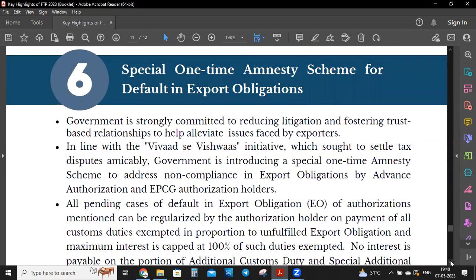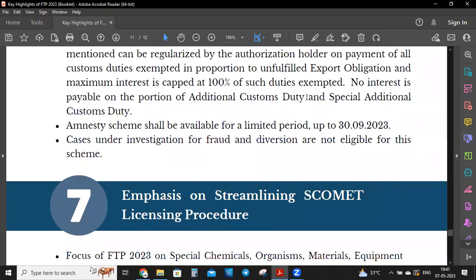So next is special one-time amnesty scheme for default in export obligation. Government is strongly committed to reduce litigation and foster trust-based relationships to help alleviate issues faced by exporters. So in line with Vivad Se Vishwas initiative which sought to settle tax disputes. Because this question can come, which initiative is taken to settle tax disputes. Government introduced this Vivad Se Vishwas scheme. Okay. All pending cases of default in export obligation of authorizations mentioned can be regularized by authorization holder. Okay. So, maximum interest is capped at 100% of such duty exempted. No interest is payable on portion of additional custom duty and special additional customs duty. Okay. So these are very important points.